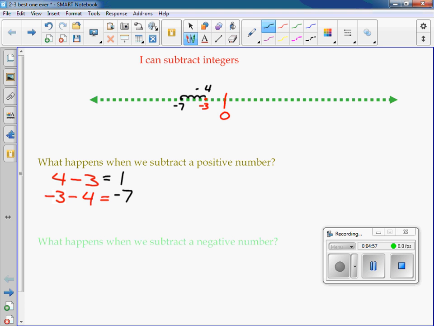Some of you already know easier rules, but let's make sure that we understand why those rules work. Does that make sense? We'll be talking about sign switching a little bit later. Some of you might be efficient sign switchers. We're going to try and prove today why sign switching works.